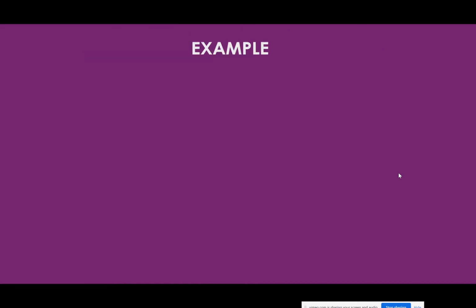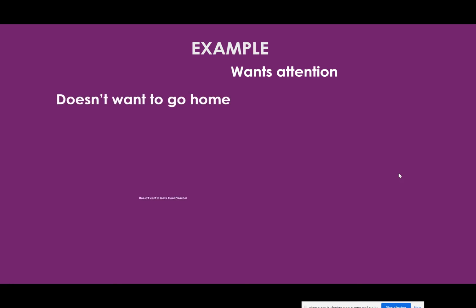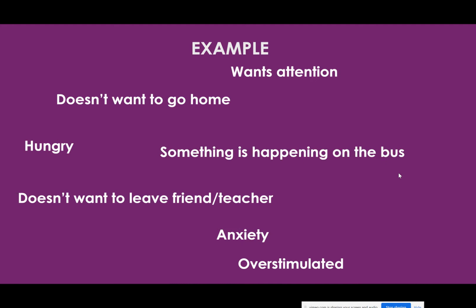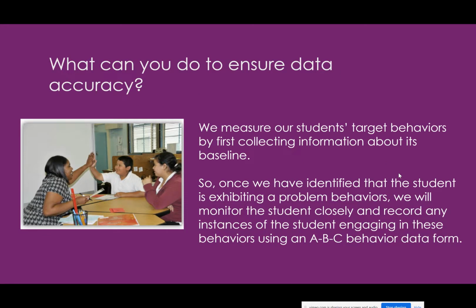You might have said any of these things. He wants attention. He doesn't want to go home. He doesn't want to leave his friends or his teacher. He's hungry. He's got anxiety. Maybe there's something going on with him around transitioning, and that's the biggest transition on the way out of school. Maybe he's overstimulated. There's buses outside. Kids are chattering. Kids are in the hall. The announcements are going. Maybe he's being bullied on the bus. We just don't know. And if we don't have the data, we'll never know.